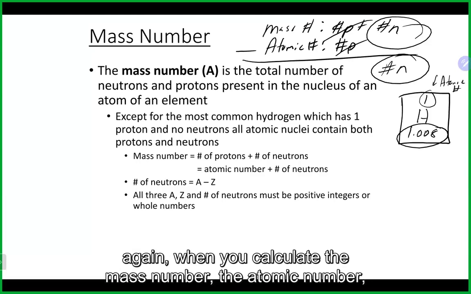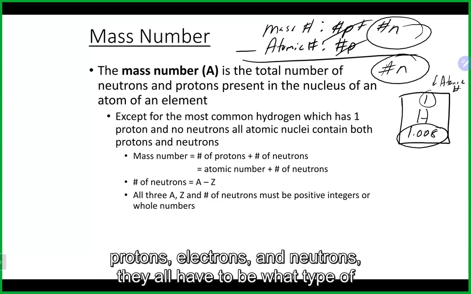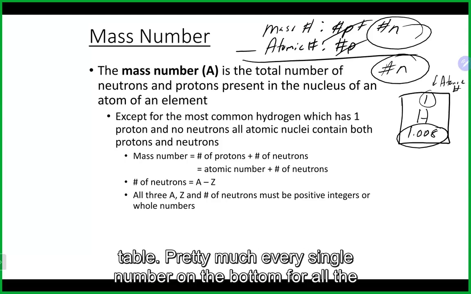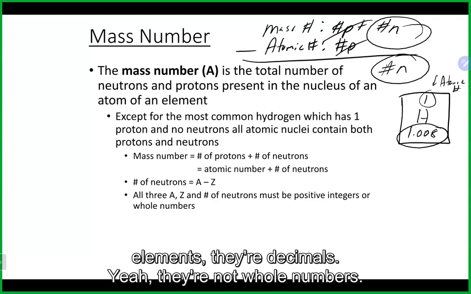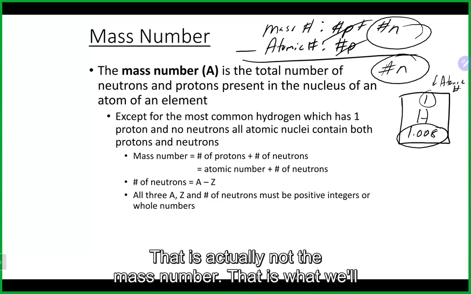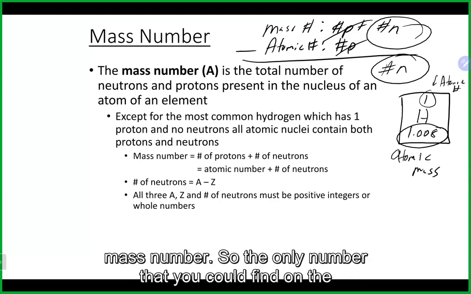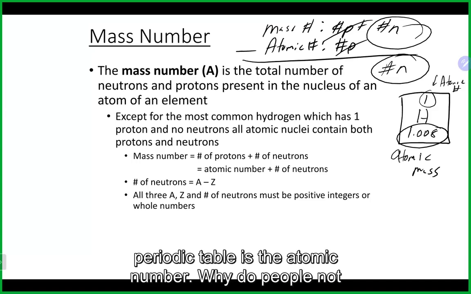So once again, when you calculate the mass number, the atomic number, protons, electrons, and neutrons, they all have to be what type of number? Positive whole numbers. If you take a look at a periodic table, pretty much every single number on the bottom for all the elements, they're decimals. They're not whole numbers. That is actually not the mass number. That is what we'll talk about shortly, known as the atomic mass, which is not the mass number. So the only number that you could find on the periodic table is the atomic number.